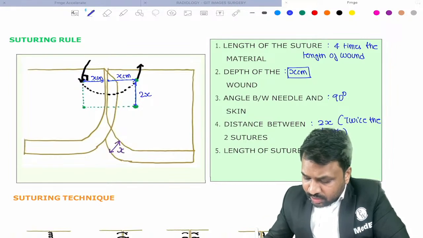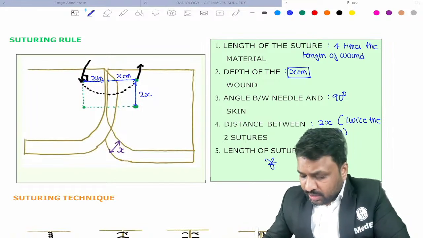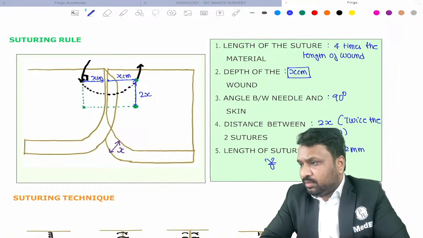The length of the suture ear can be left. The suture ear is whatever is left behind after knotting the suture and cutting, and that has to be 1 to 2 millimeters.